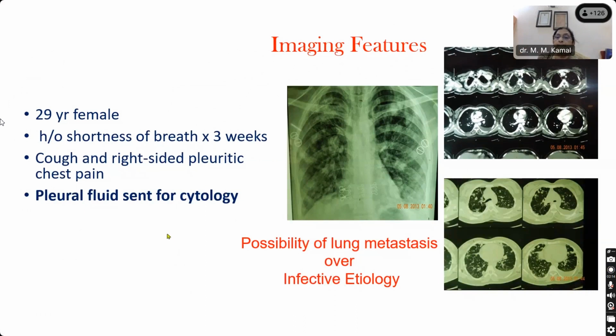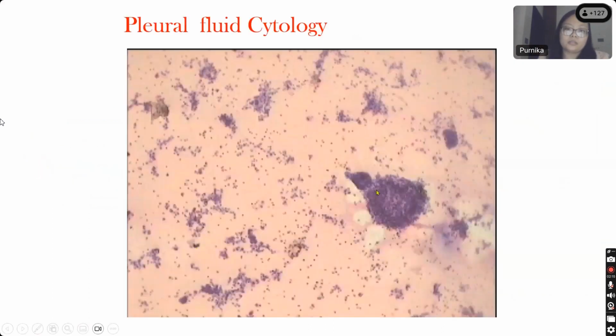Ma'am, 29 years old female, history of shortness of breath for 3 weeks, cough and right-sided chest pain. On imaging, they're saying that there is possibility of lung metastasis over infective etiology. Yeah. Now, this is what we saw in the pleural fluid cytology.